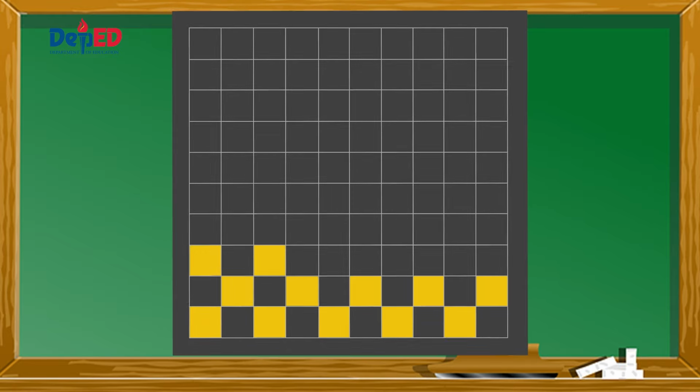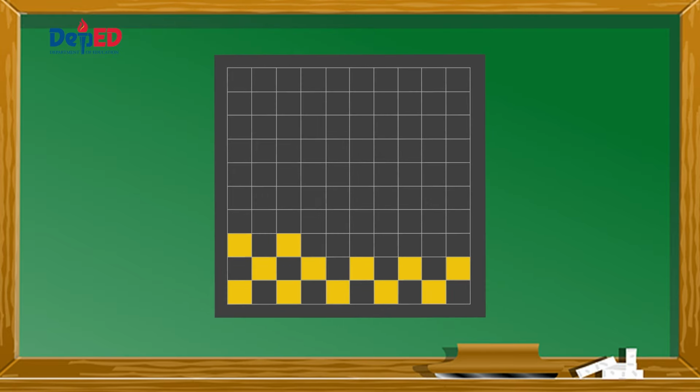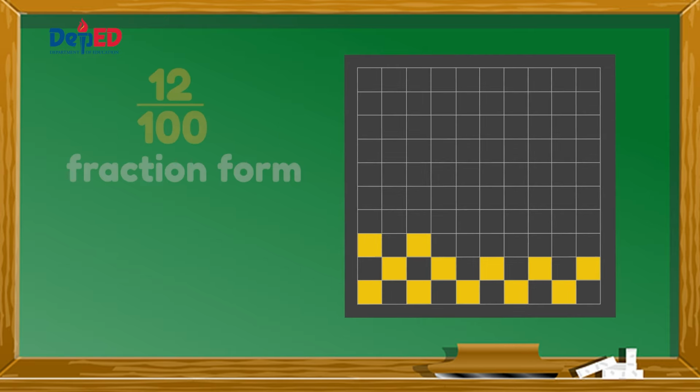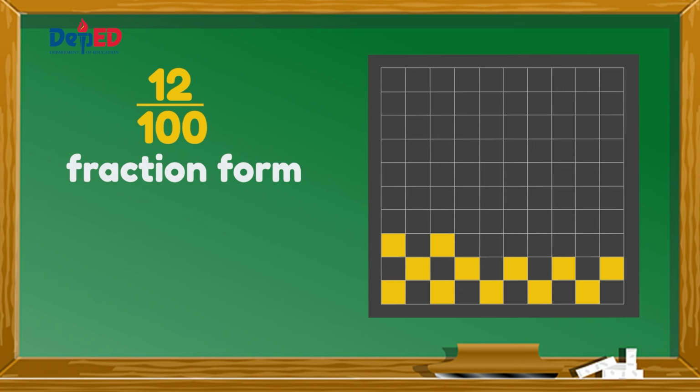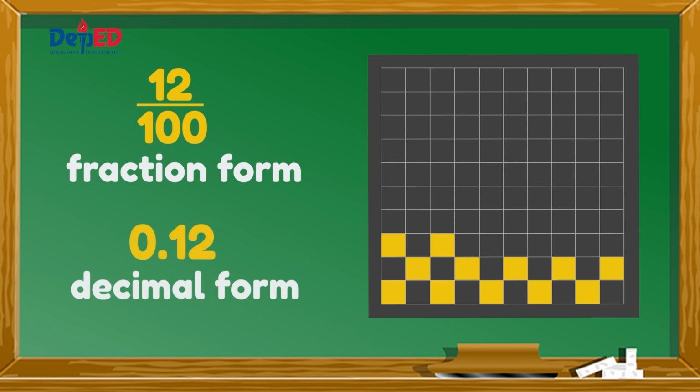The 100 squares represent the whole. 12 out of 100 squares are shaded. 12 over 100 is in fraction form, and it can be written as 12 hundredths in decimal form. You will notice that 12 hundredths has 2 decimal places.